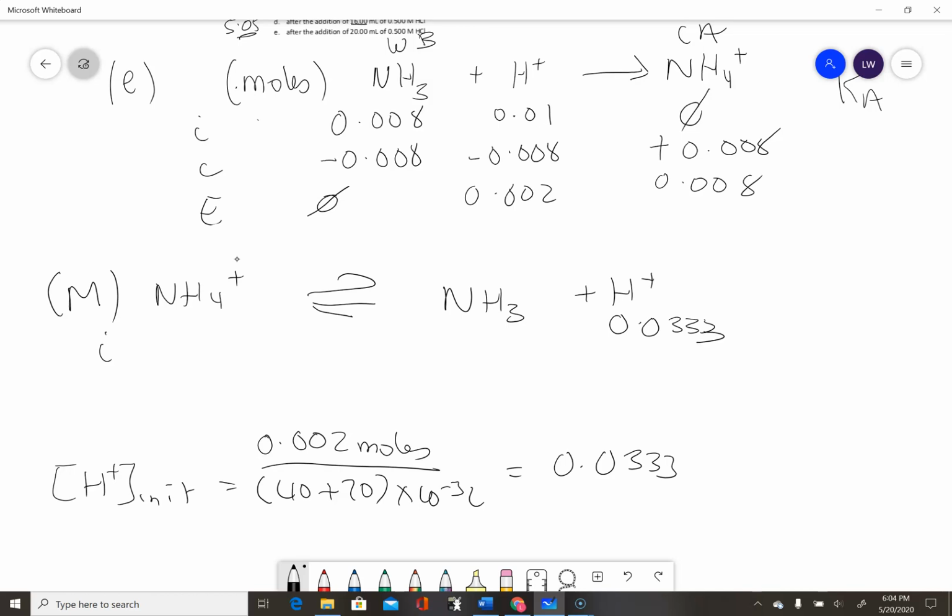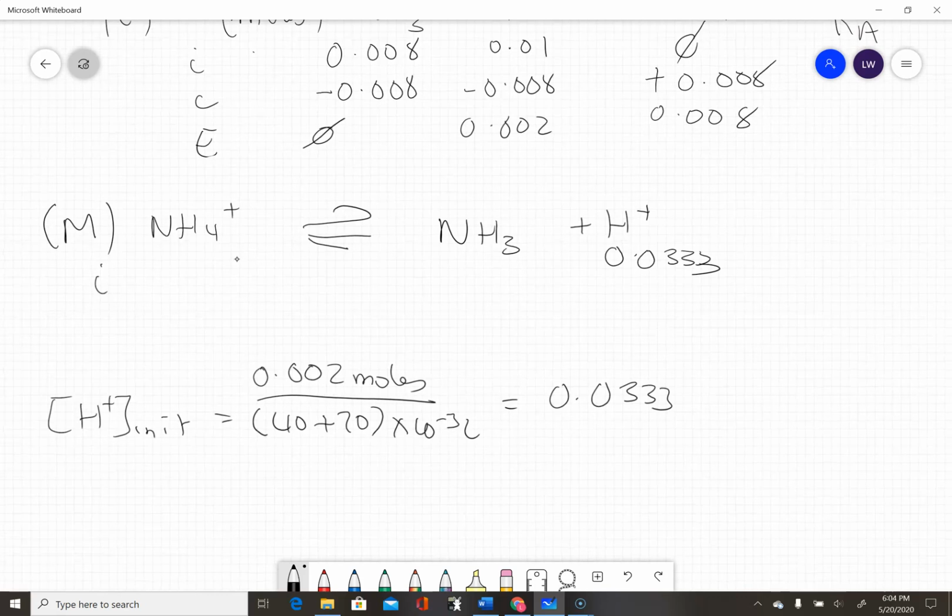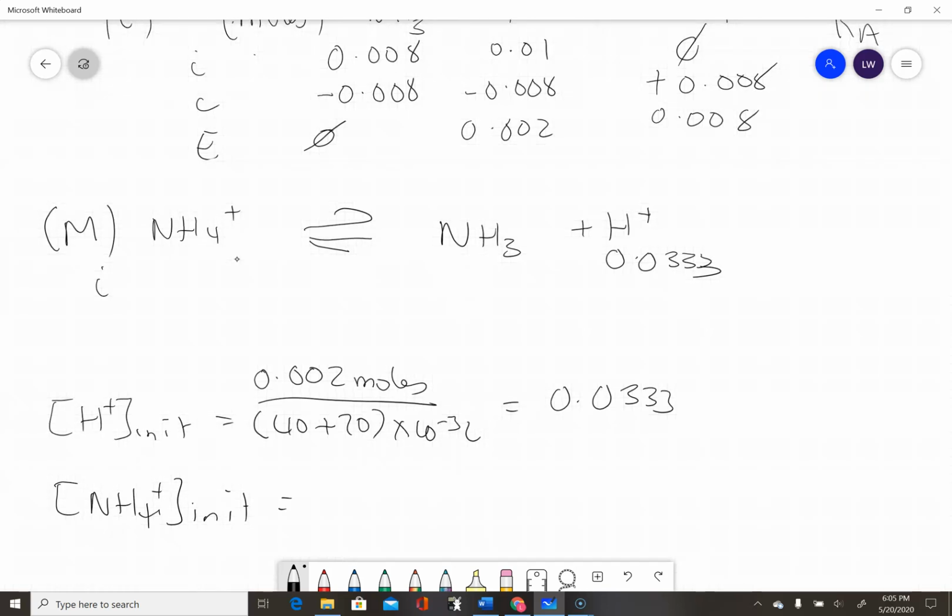So our initial concentration of that is 0.0333. Now we do the same calculation for our initial concentration of the ammonium ion. So that's going to end up being 0.008 moles, because that's how much of that stuff we've got. And again, that's going to be dissolved in our 60 milliliters. So, oh wow, look at that. It looks like it was 4 times what we had before. So I'm just going to times my previous answer by 4. And that ends up being 0.1333.